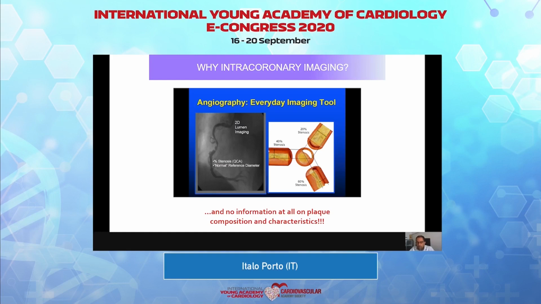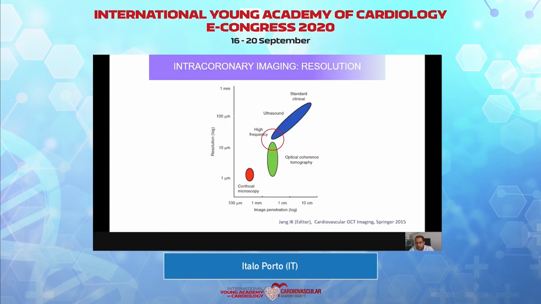So although we use different angulations, we do not have a proper assessment of the residual lumen. And by the way, we also have no information at all on plaque composition and characteristics. We only have indirect inference. So we must use techniques which increase our resolution to see objects and to properly evaluate disease which is micrometrical.